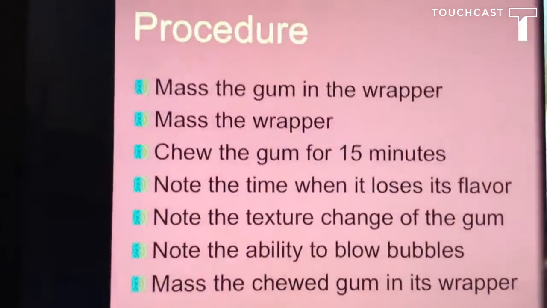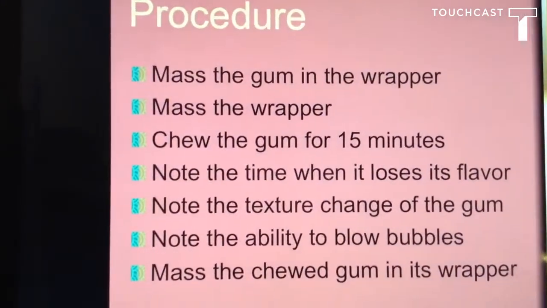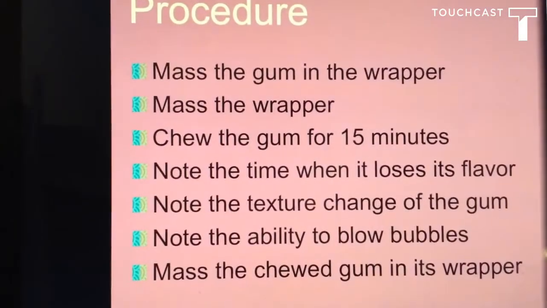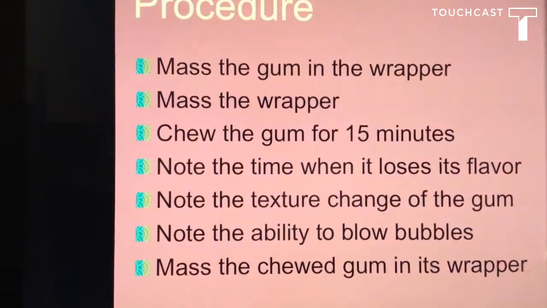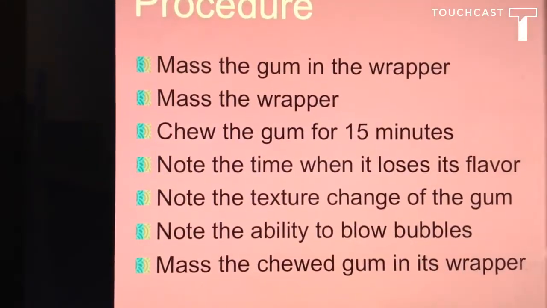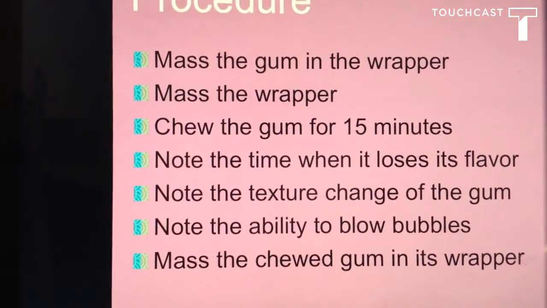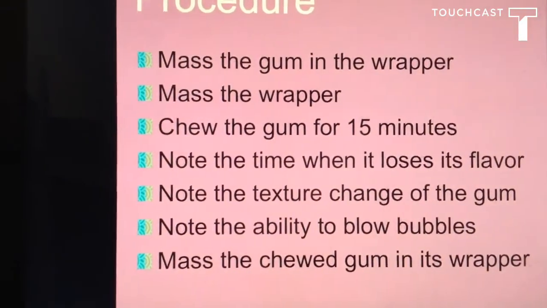So the procedure: you're going to mass your gum in the wrapper. You're going to mass the wrapper itself. You're going to chew the gum for 15 minutes. Note the time when it loses its flavor. Note the texture change of your gum.